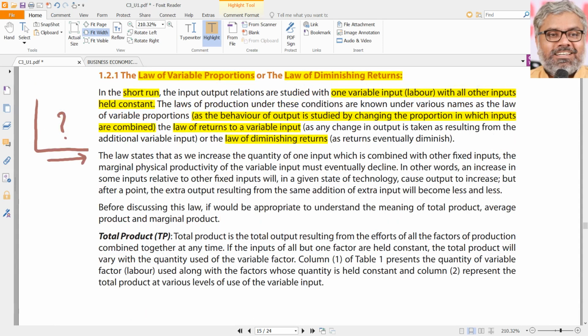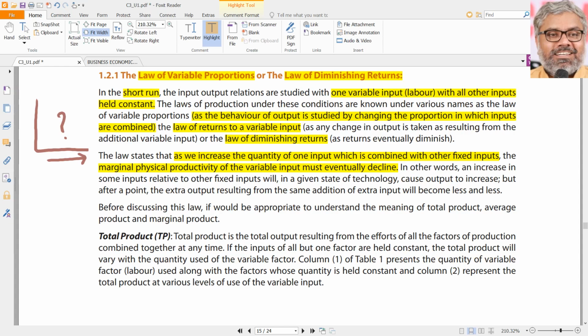What this law states: as we increase the quantity of one input, which is of course combined with other fixed inputs, keep this in mind, because only one input is variable, all other inputs are fixed. Along with all those fixed inputs, one input quantity is kept on increasing. We have been increasing, that's what is happening on the x-axis. Then what is going to be the resultant of that? The marginal physical productivity of the variable input must eventually decline. That's what the law says. Marginal physical productivity of the variable input will decline.